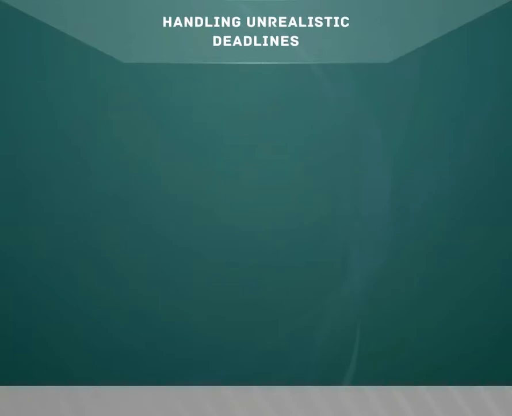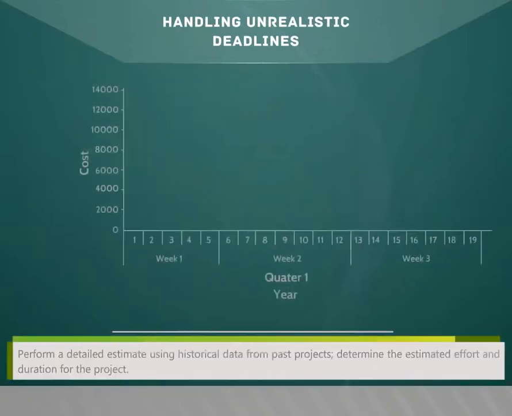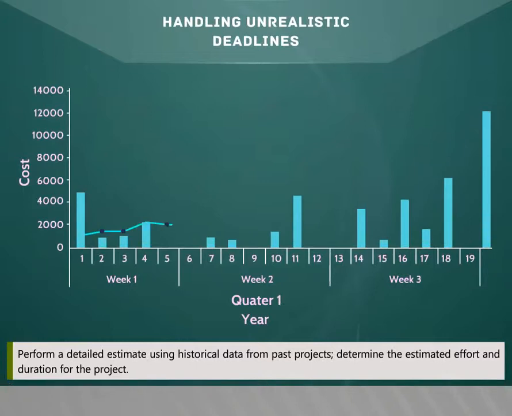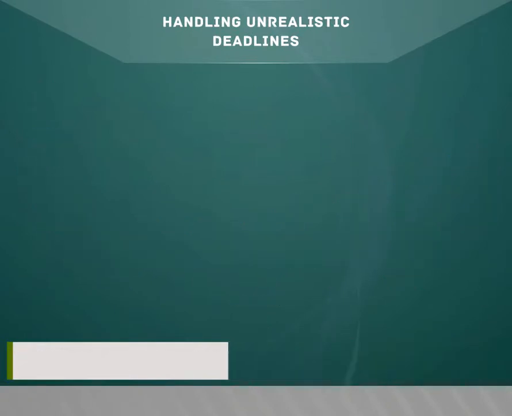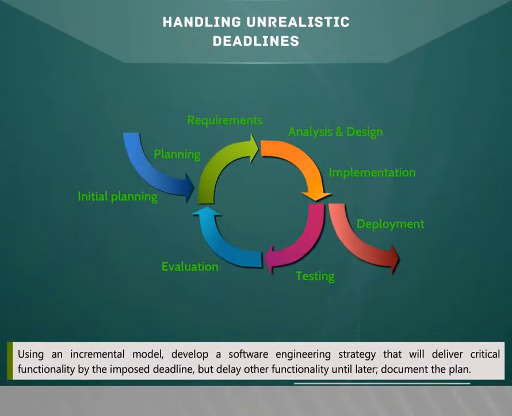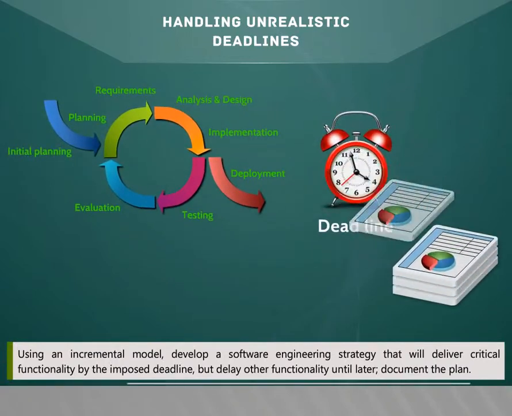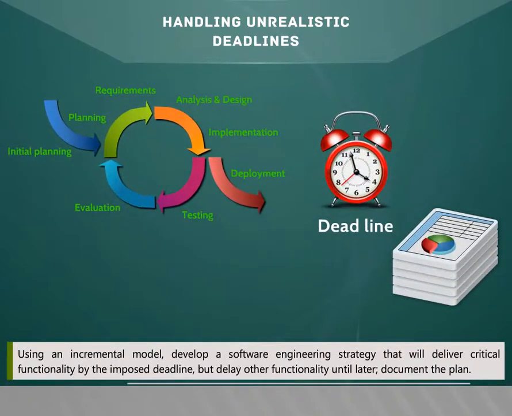Handling unrealistic deadlines. Perform a detailed estimate using historical data from past projects. Determine the estimated effort and duration for the project. Using an incremental model, develop a software engineering strategy that will deliver critical functionality by the imposed deadline, but delay other functionality until later. Document the plan.